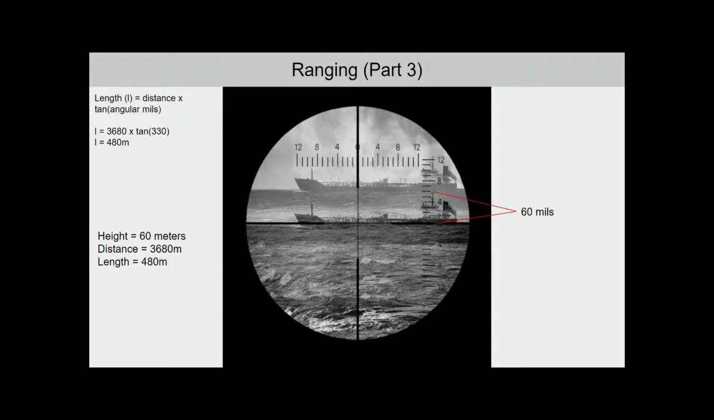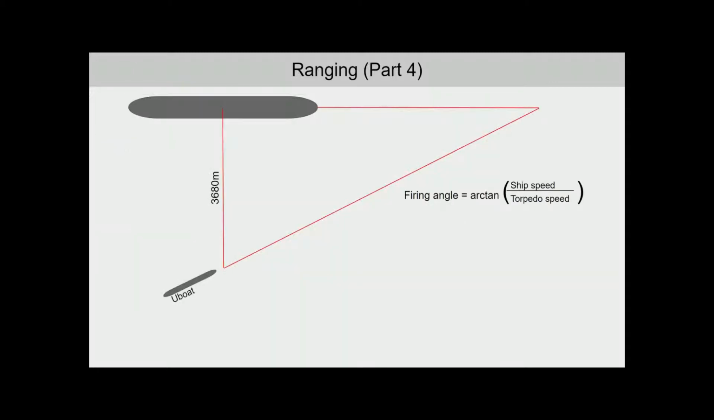Because I do not have access to an actual submarine, I will have to exclude the speed calculations. I will estimate that the target is moving at 10 knots. Our torpedo will move at 16.2 knots.